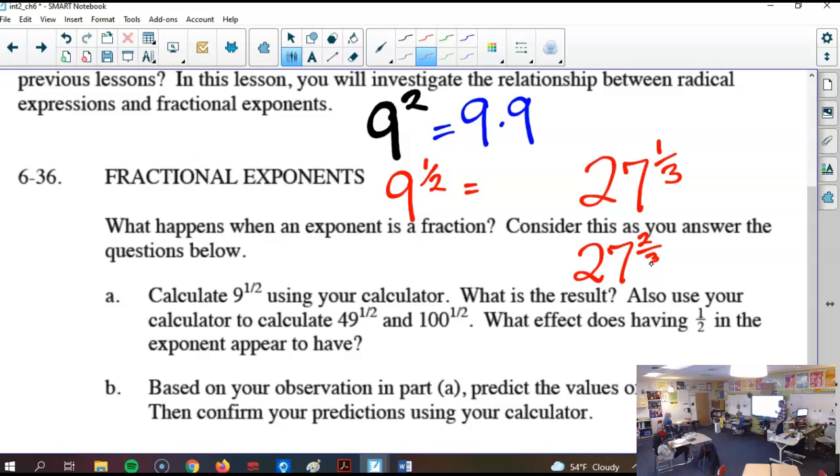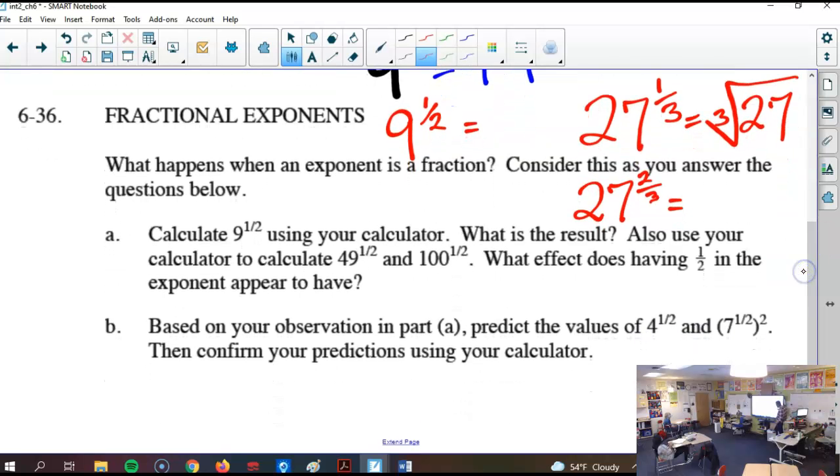So fractional exponents are a shortcut. Fractional exponents allow us, instead of writing the third root of 27, to just write 27 to the 1/3 power. However, what's this doing? It's doing that, and then squaring it. And then we square it, right?